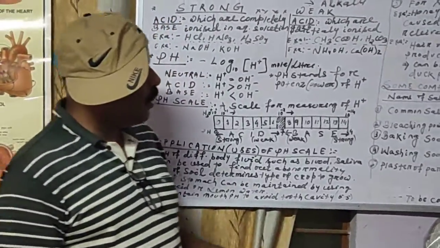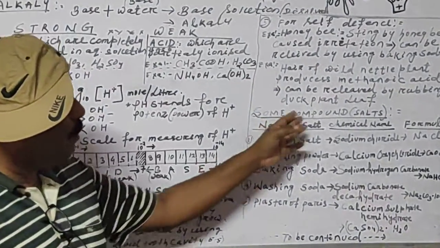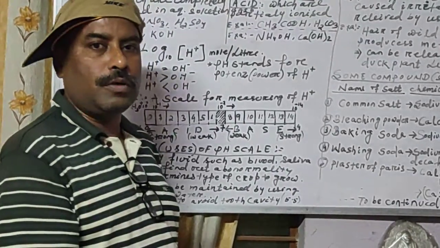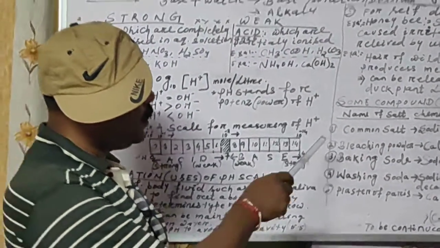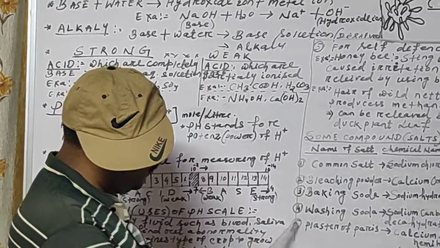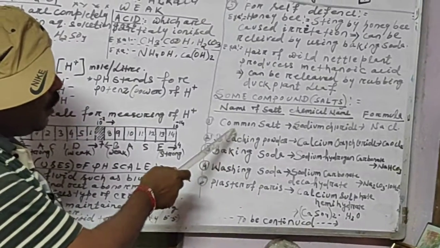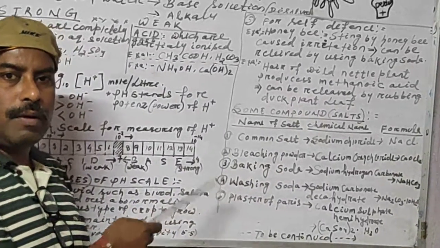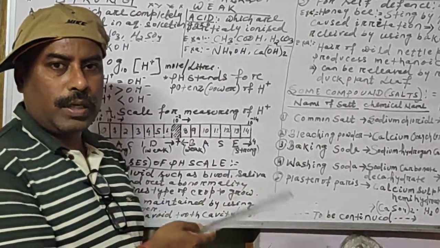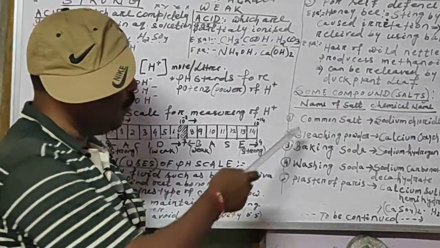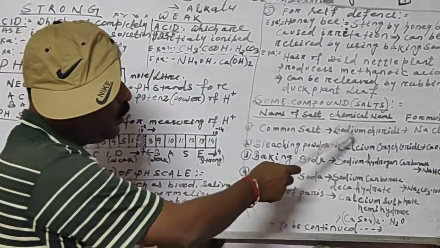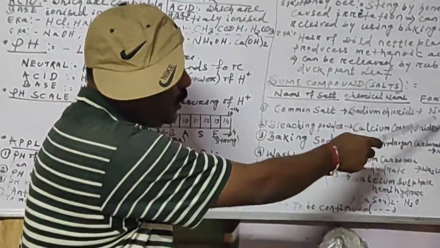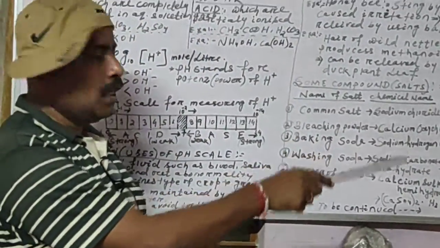Finally, we'll learn some compounds in this chapter, which in later classes we will discuss in detail. Today we just have to know the five compounds I have given here. One is the common salt, which we generally use in our kitchen for cooking and eating. Its chemical name is sodium chloride, and its formula is NaCl.